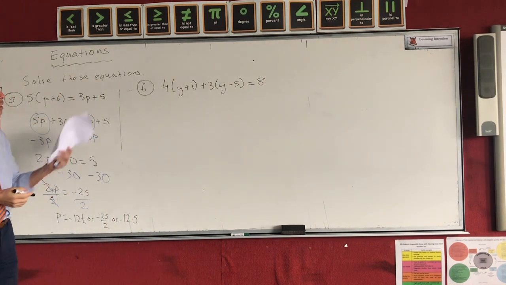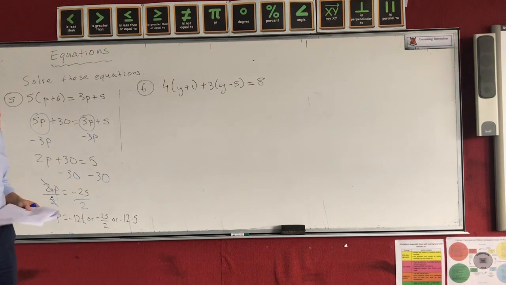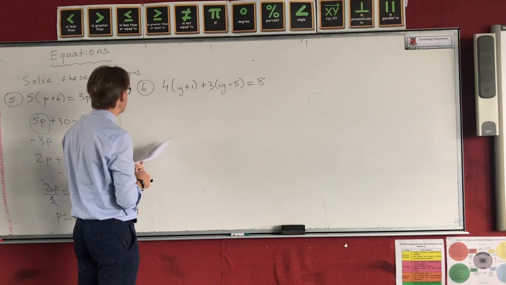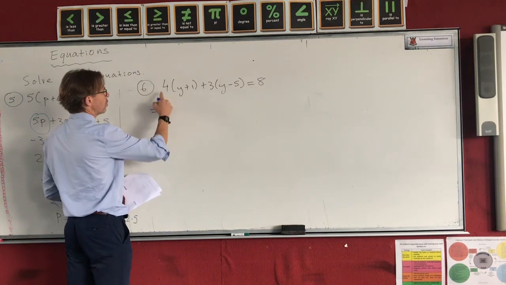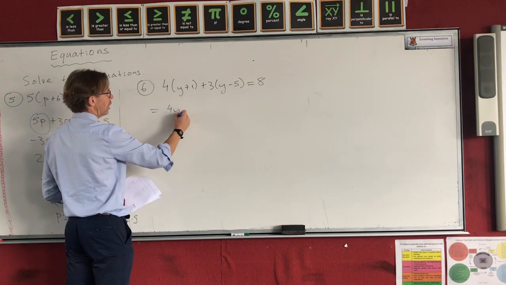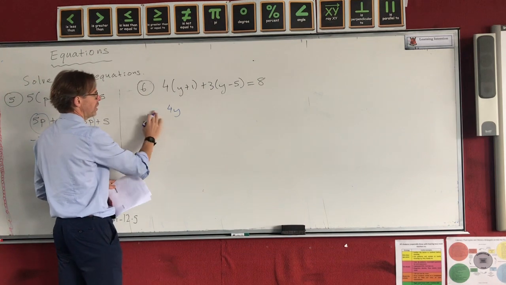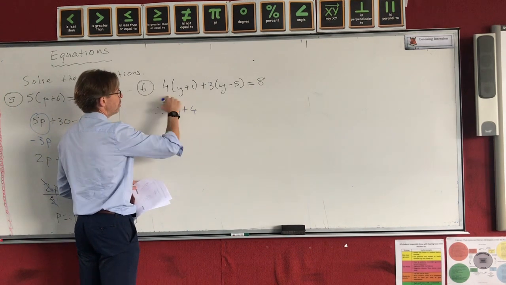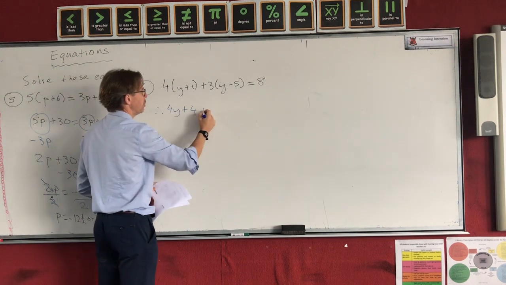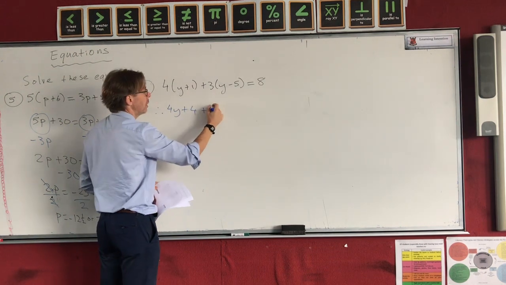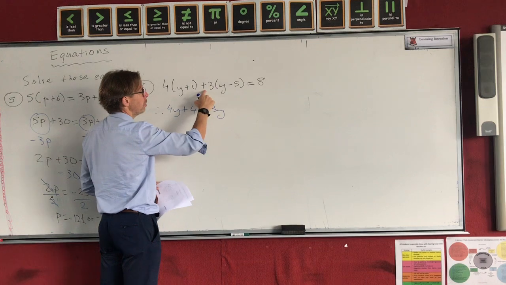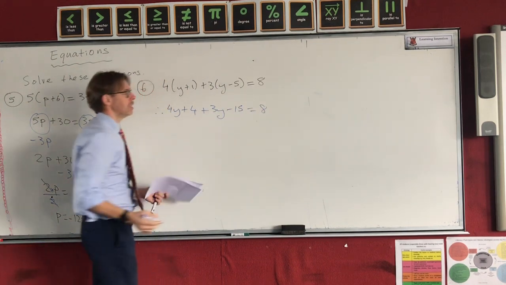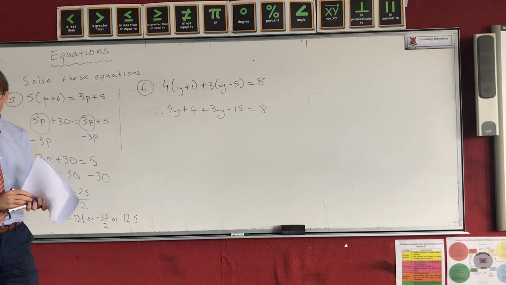Okay, so for this question we've got 2 brackets. We're going to expand the brackets first. So let's have a look. 4 times y, actually, don't do the equals, just 1, put it there instead. Therefore, 4 times 1 is 4, plus 3 times y, 3y, and positive 3 times negative 5 is negative 15 equals 8. Right, so you've expanded both brackets.